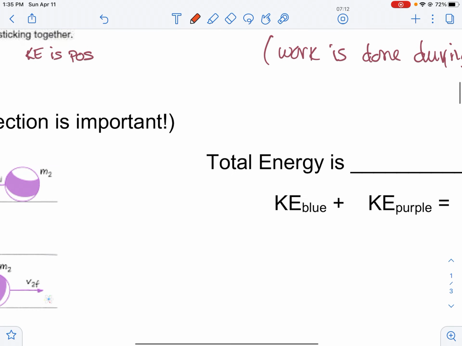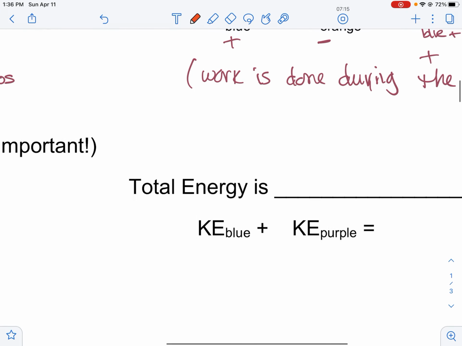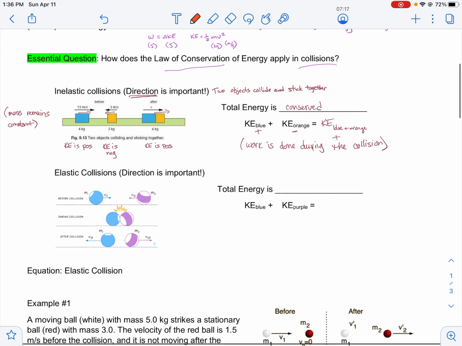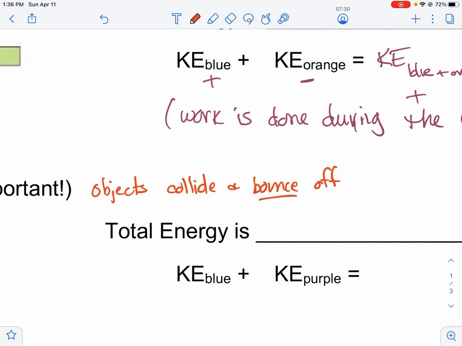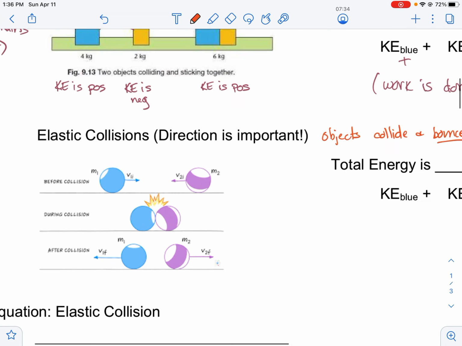Good for you. In an elastic collision, the objects are going to hit each other, collide, right? And they're going to bounce off. So they do not stick together here. They're going to collide and they're going to bounce off. All right, so here we go.